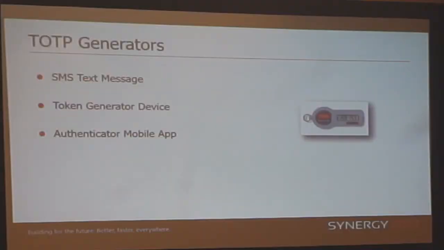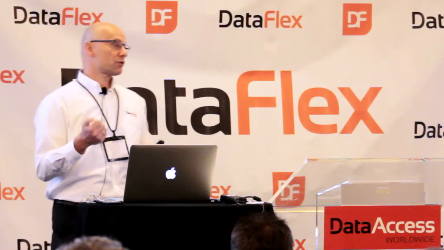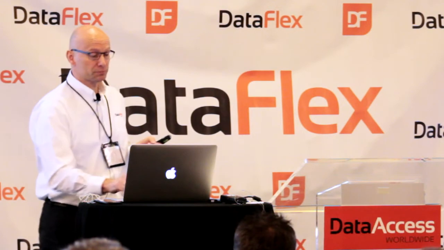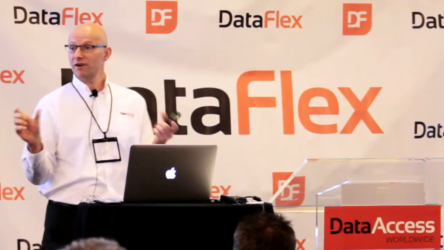There are different kinds of generators. You could have an SMS message, or a token device, like this one, an RSA generator. Some of you might know these devices. Those generate the same type of code. It's a similar thing as using the app. It's a standard. This one will generate a new code every 30 seconds, and you can use that in your application.